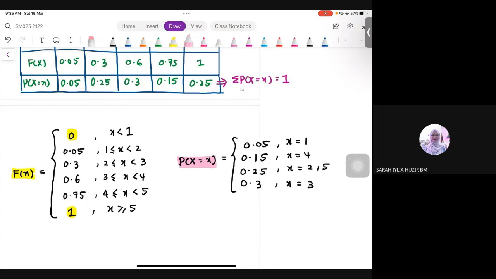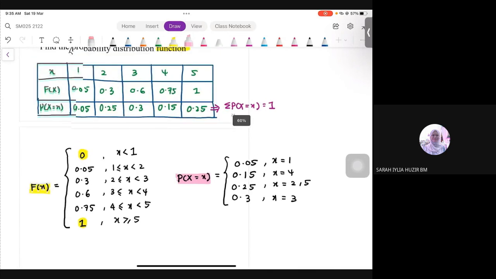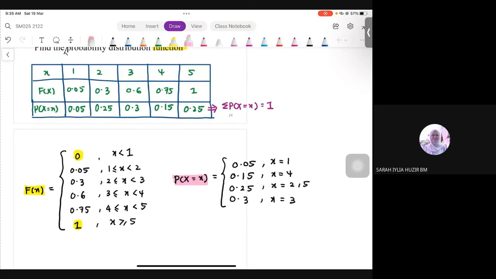Harapnya nampak beza lah cara nak construct tu. Dua-dua berbeza ni. Kalau probability kita list down je. Lepas tu X tu sama dengan je. Kita ikut je apa yang ada dalam table. But for cumulative, syarat dia macam yang kita highlight. Must begin with 0, must end with 1. And then list down the probability. X value must be in the range. Dalam bentuk inequality. Dia bukannya X sama dengan. Okay. Settle. Alright. Habis cerita about cumulative.